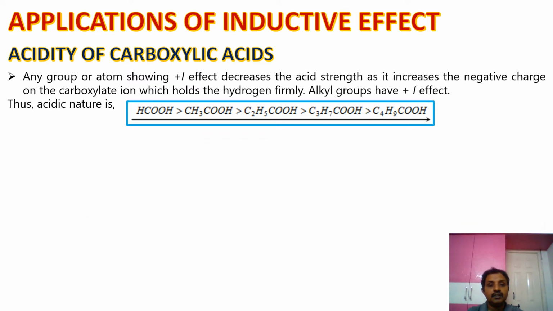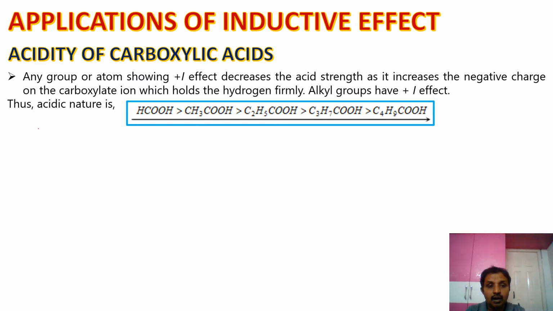So, the acidity is nothing but the tendency to lose the proton. So, as this tendency to lose the proton decreases, acidity decreases. Now, let us discuss here.